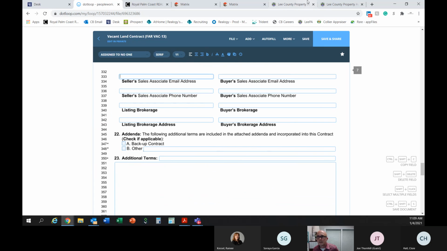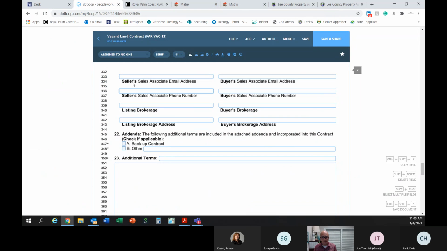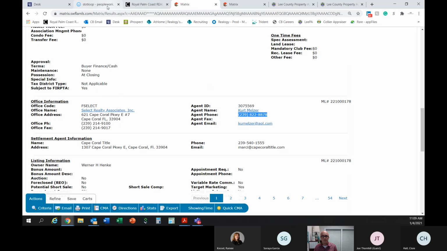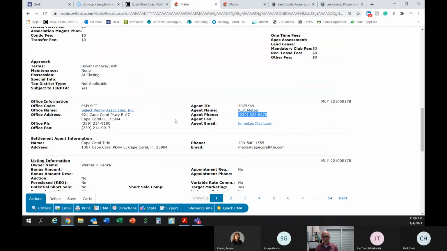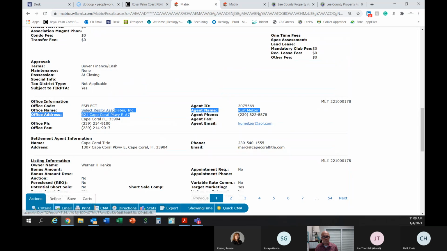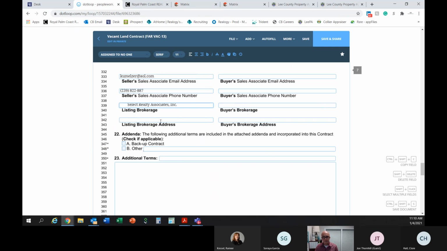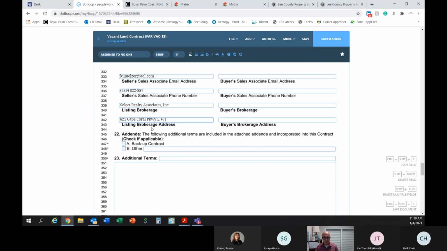Seller's sales associate: go copy their email address, listing email address. Okay, their phone number. This just makes it convenient for title. You know, when you turn in the contract, all the information is right there for title. Brokerage. Okay. There you go.